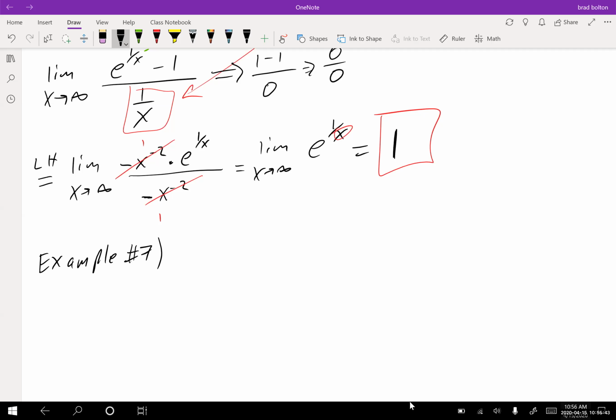Okay, so example number 7 says, let's try the limit as theta approaches pi over 2 from the left-hand side of secant theta minus tan theta. Okay, so let's see the form. So if we do secant, secant is 1 over cosine, and the cosine of pi halves from the left-hand side would be what?